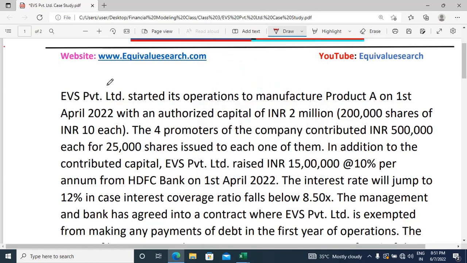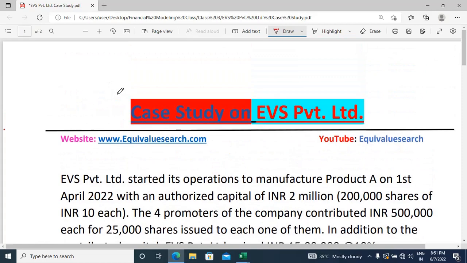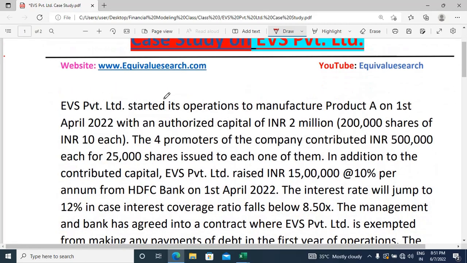So let us read about this company. EVS Private Limited. I have just taken a random name here. EVS Private Limited started its operations to manufacture product A on 1st of April 2022 with an authorized capital of rupees 20 lakh, that is rupees 2 million, that means 20 lakh. And how many shares are authorized? 2 lakh shares of rupees 10 each are authorized. So now in this business there are 4 promoters who are starting this business by contributing 5 lakh rupees each for 25,000 shares.